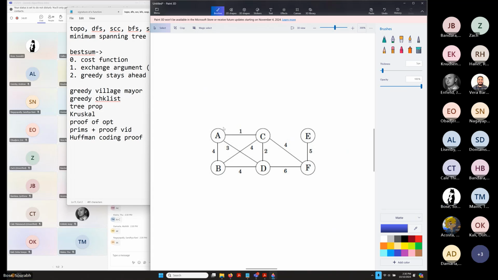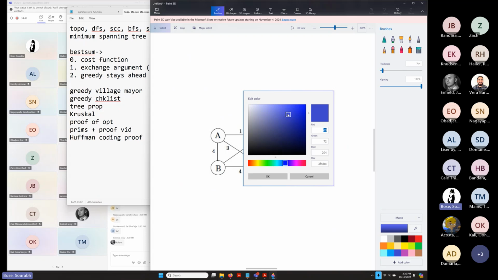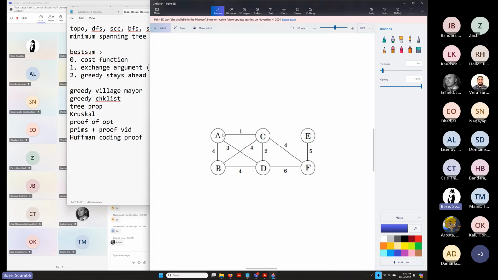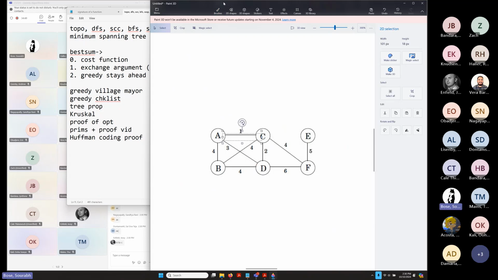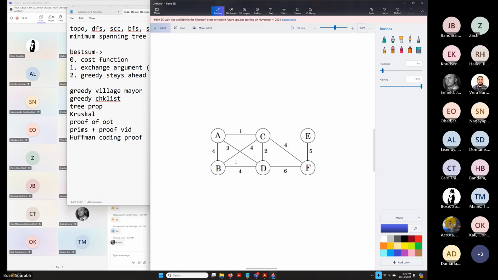Brush, color, blue. Yes, this is fine. Can I not? Why can I not? Color, brush. I have to select the brush. So, yeah, why not?